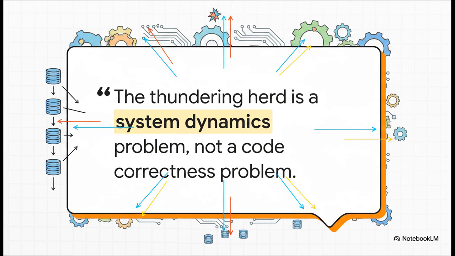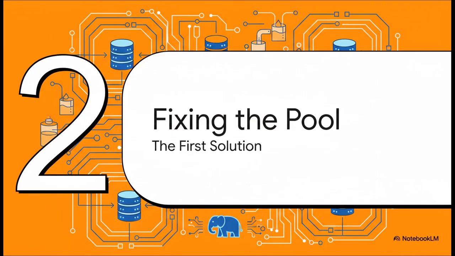Now, this is the really wild part. Your code? That's fine. Each individual piece of your system is behaving exactly as it was designed to. The catastrophe happens because of the synchronized interaction of all these perfectly correct parts all at once. It's not a code problem. It's a systems dynamics problem. Okay, so we know what breaks. Now, how do we fix it? Well, the first and probably most important solution starts with properly configuring your database connection pool. Let's get into exactly how to tune this thing to make your system way more resilient.